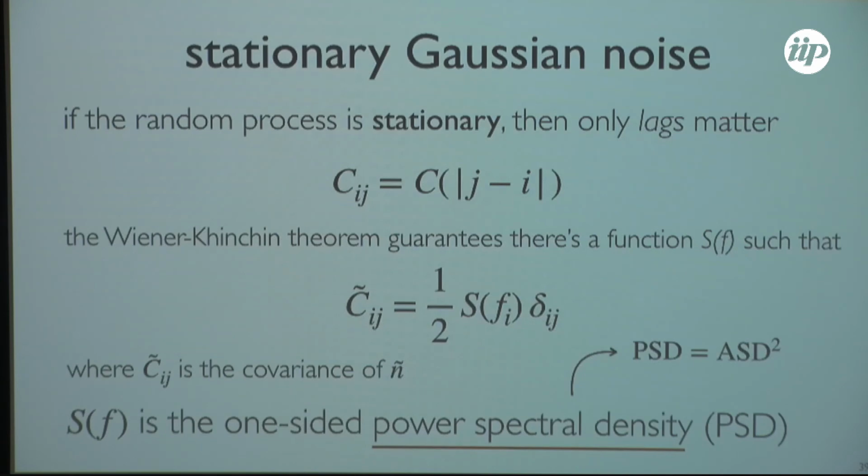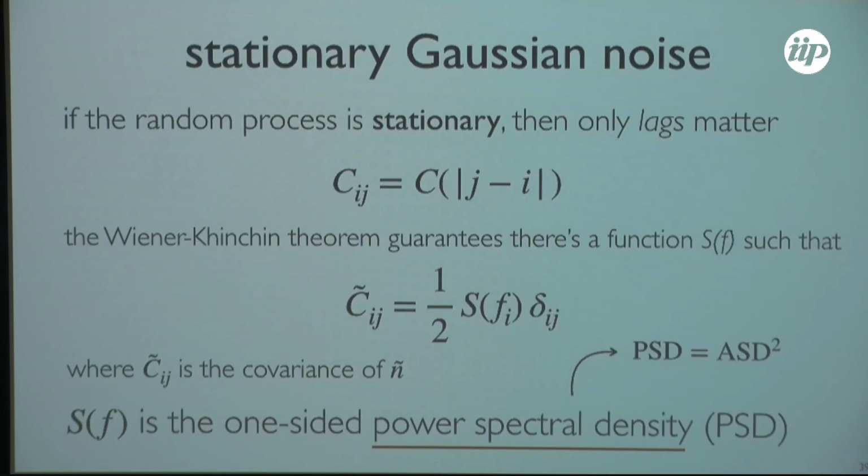There's a theorem in statistics, the Wiener-Khinchin theorem, that tells you that if you have a process like this and this function is continuous, then in the Fourier domain, the covariance matrix that relates the Fourier components, the Fourier version of those amplitudes, you can write as one half some function S of f, because now we're in the frequency domain instead of the time domain, times delta ij. So this is diagonal in frequency.